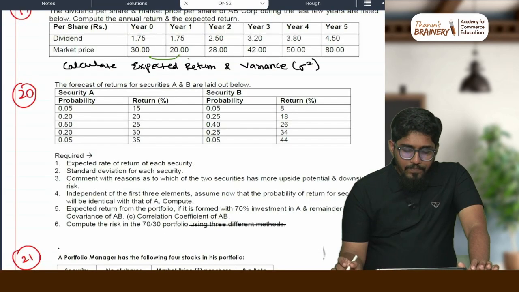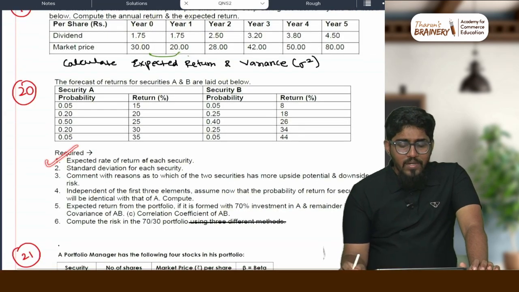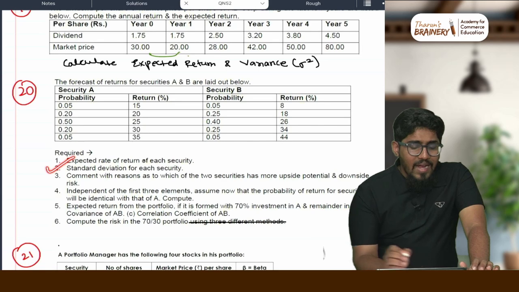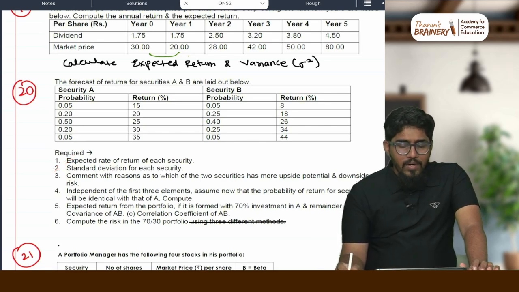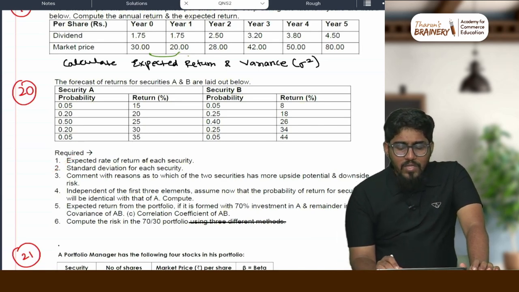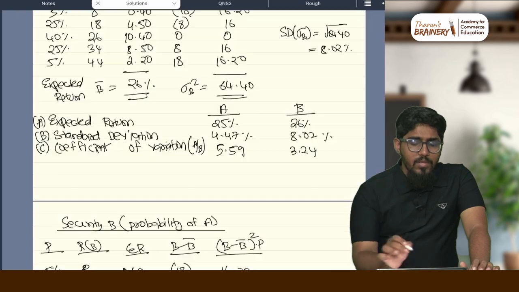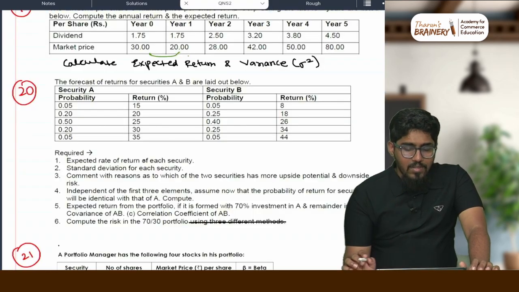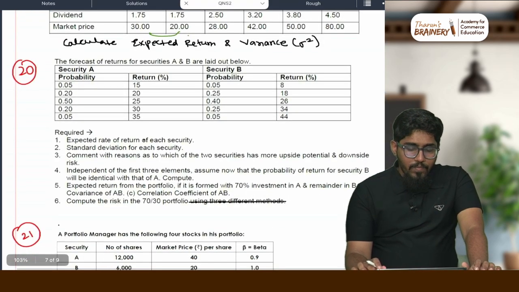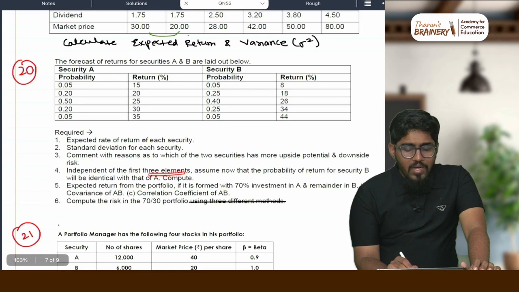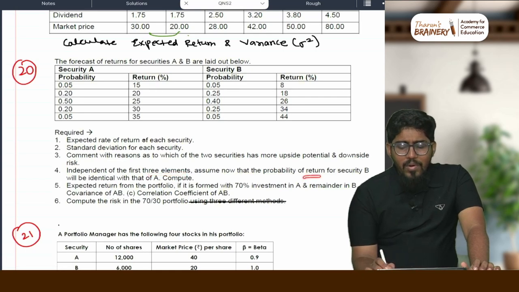Clarity? So expected rate of return is completed. Standard deviation of each security is completed. Comment with reason as to which of the two securities has more upside potential and downside risk. So more upside potential Y, more downside risk X. Are you all with me? So there is more downside risk. Clarity?